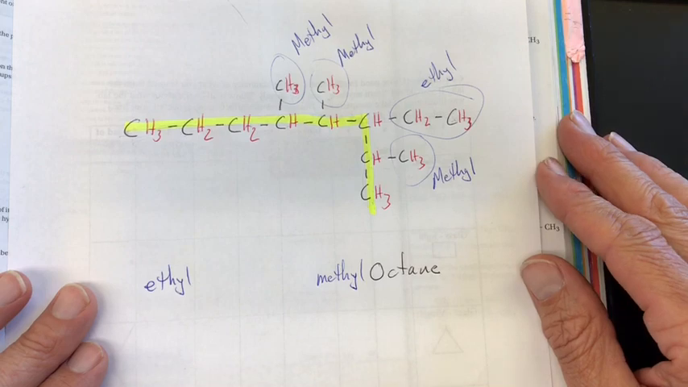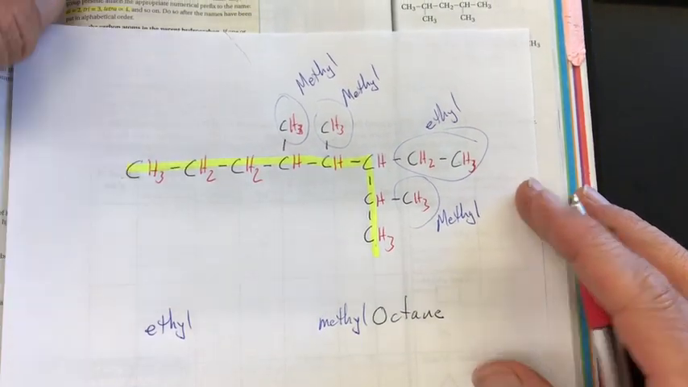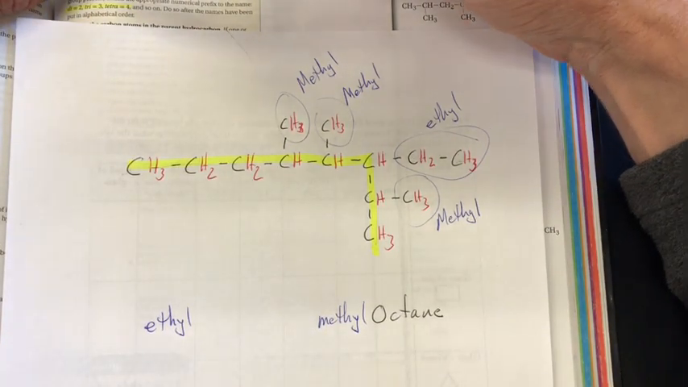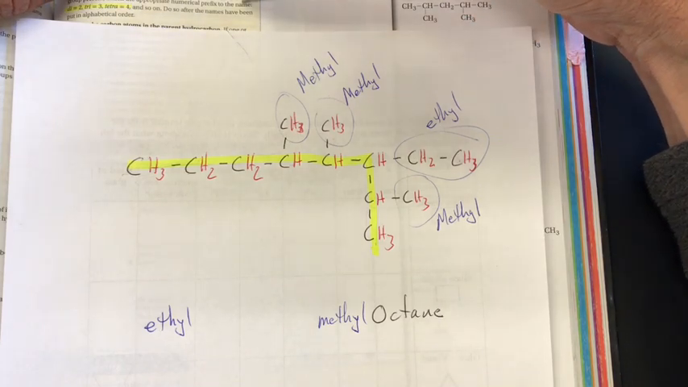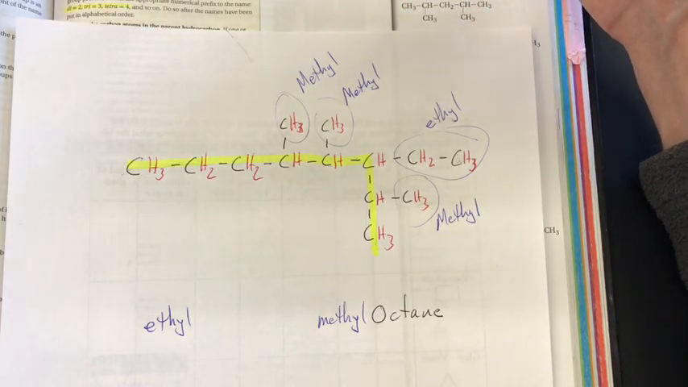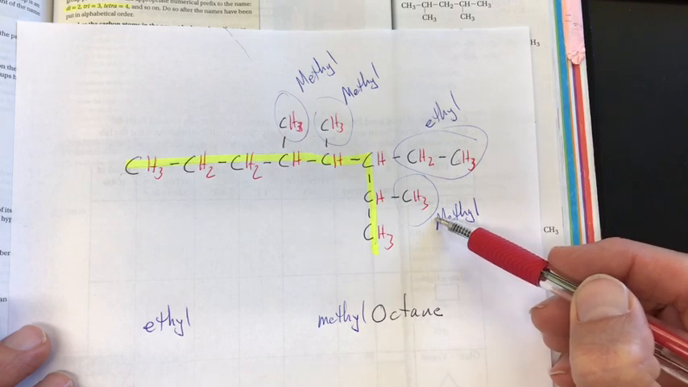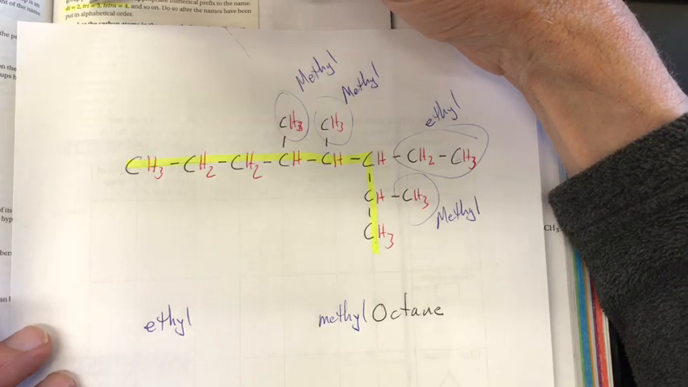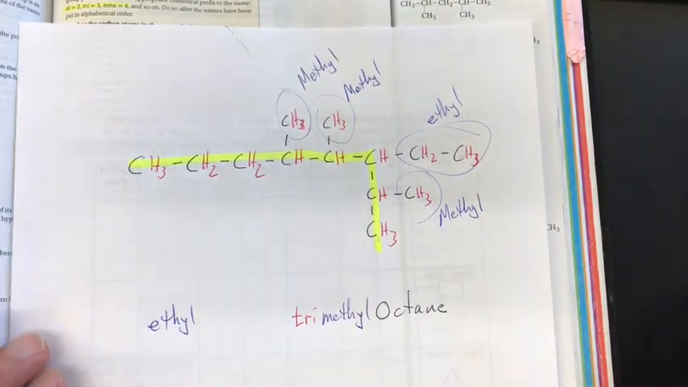So we've named our 2 groups, and then it says when there's more than 1 branch of the same alkyl group present, we attach the appropriate numerical prefix to the name. 2 is di, 3 is tri, 4 is tetra, and so on. Well, how many methyls do we have? There are 3. So what do I need to put in front of that name? Tri. So we're going to call this trimethyl.